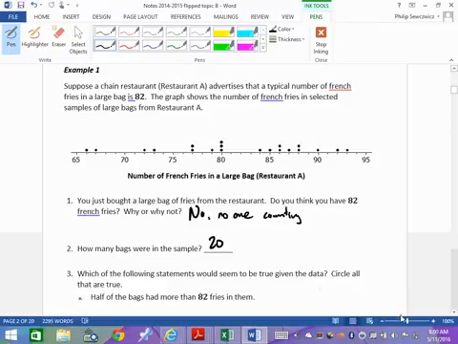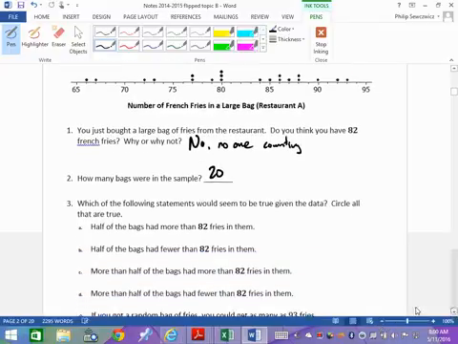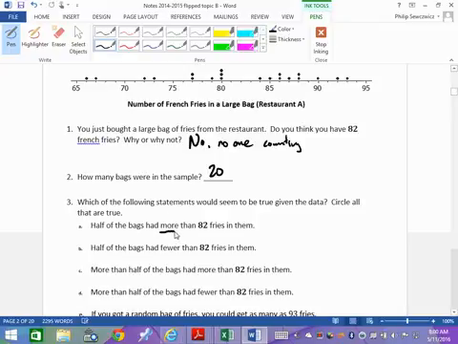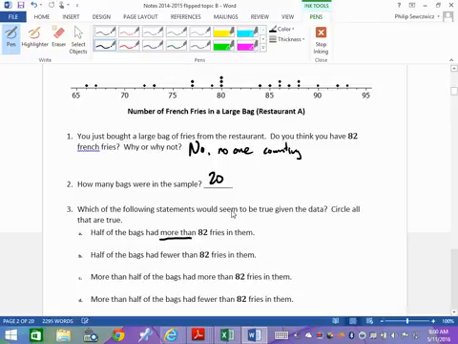Half the bags had 82 fries in them. Okay, so what we need to do here is figure out where that half is. If there are 20 bags and we divide them into two equal sections, that's going to put 10 numbers on one side and 10 numbers on the other side. So whoever is in the middle there is going to be your median. So it's actually not going to be a number that's on our list.